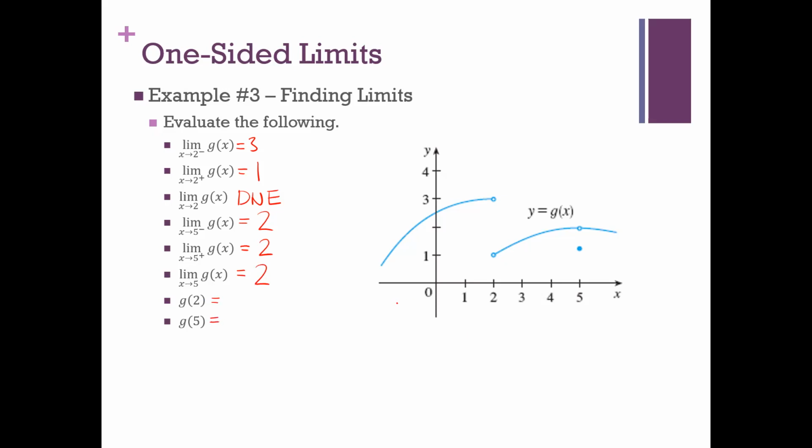What is g of 2? That doesn't exist, right? It's not defined. And how about g of 5? 1.